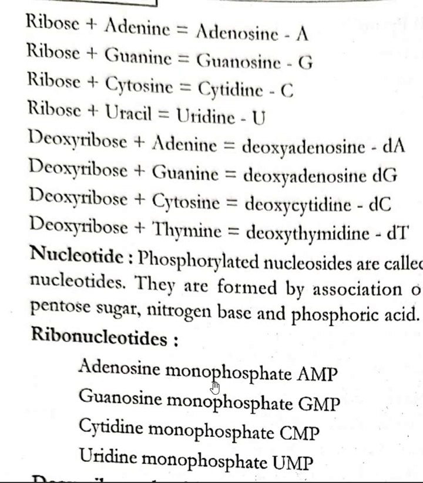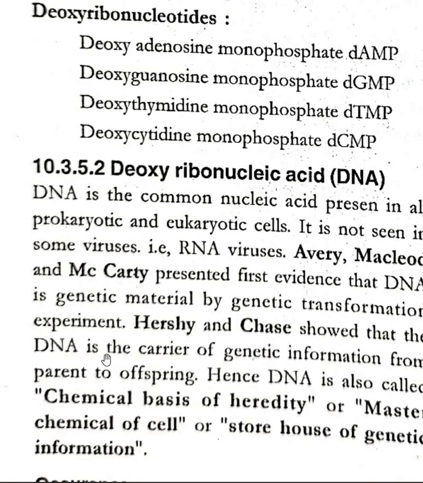Look here, adenosine monophosphate. Adenosine is the nucleoside. Adding the phosphate, that's called adenosine monophosphate, one of the ribonucleotides. Guanosine monophosphate, cytidine monophosphate, uridine monophosphate. These are the monophosphates, means they are the nucleotides present in the ribonucleic acid. That's called the RNA. In the RNA, these are the four nucleotides.